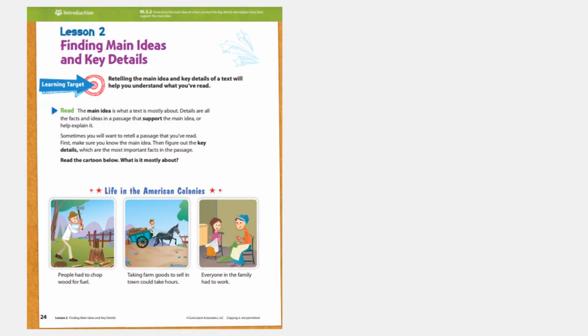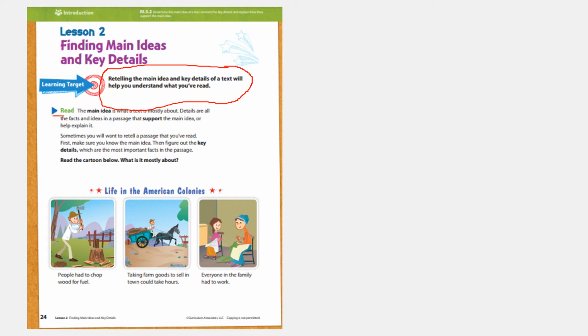Remember, a lot of the reasons that we're learning these new concepts is because we want to be able to understand what we're reading. All of these strategies are ways to help us understand more about what we are reading. So let's look at the learning target on this page and follow along with me in your book. It says, retelling the main idea and key details of a text will help you understand what you've read. Again, this is a reading comprehension strategy.